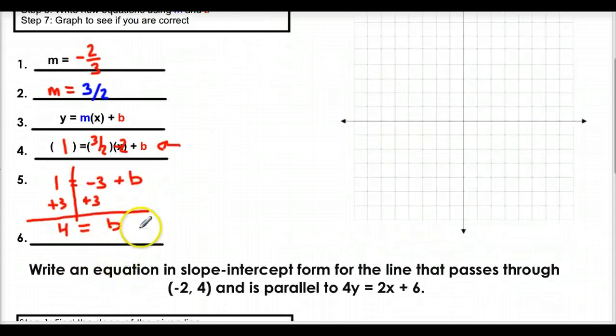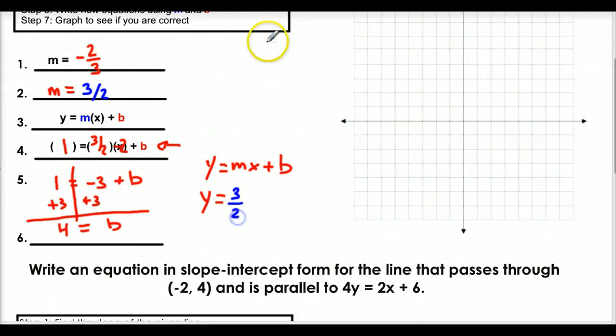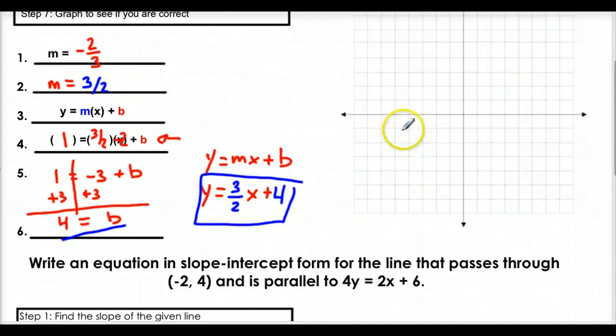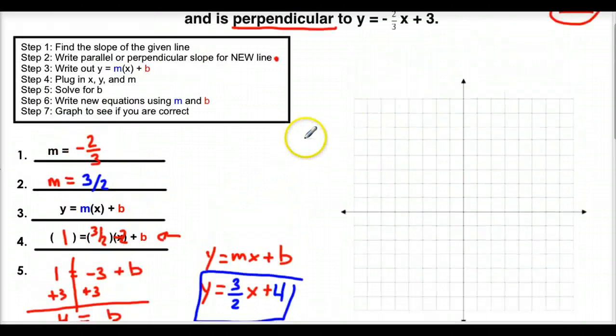Step 6, we're going to write out our new equation. We ran out of space here, so let's move it over. So it's going to be in this form, y = mx + b. This is our new line. We're going to substitute everything in. So it's y equals, our perpendicular slope is +3/2, x plus our new b, which we found out was 4, and we plug that in, and that is our new line. You got that?